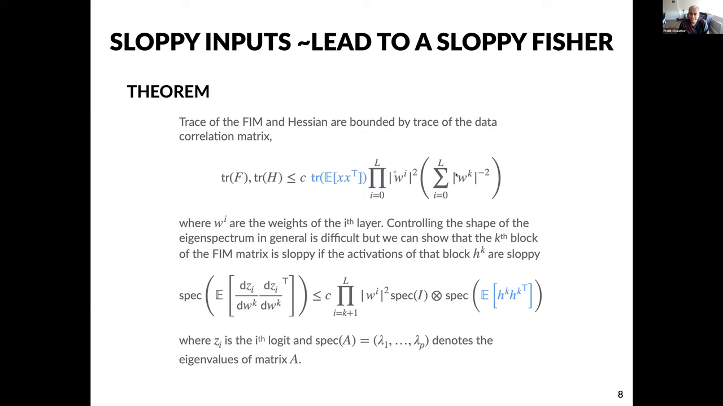The weights of the network, it is very easy to control the magnitude of the weights just by L2 regularization. So I can always pretend that this factor is upper bounded by some constant. The easiest way to understand this inequality is that it tells us what the trace of the Hessian is for a network whose weights lie in some L2 ball of my choice.